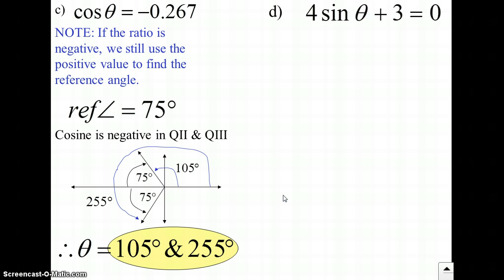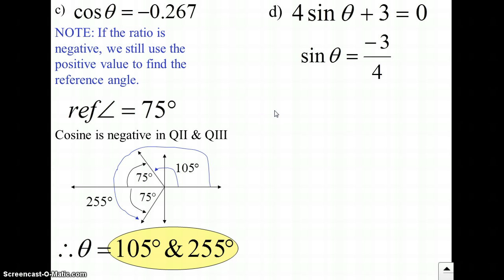Again, the same restrictions. Let's solve for sine theta. Get sine theta by itself. I'm going to minus 3. I'm going to divide by 4. So sine theta equals negative 3/4. As the note on part C said, I'm not going to use the negative sign when I find the reference angle. I'm just going to go second function sine of positive 3/4. That'll give me my reference angle of 49 degrees.